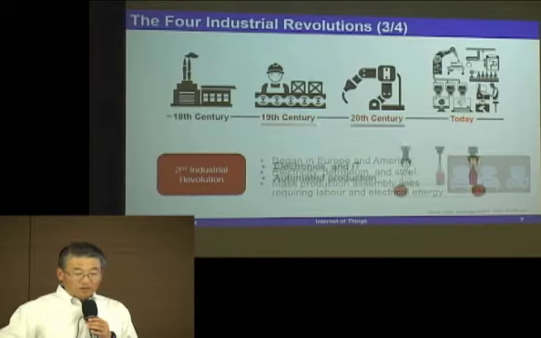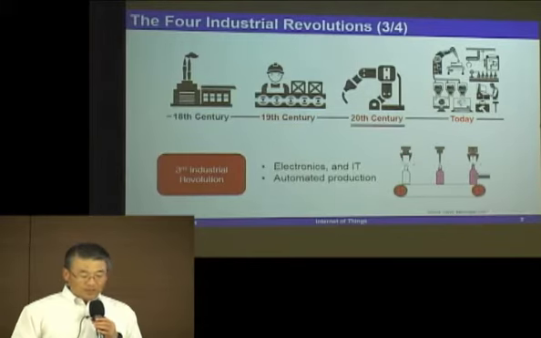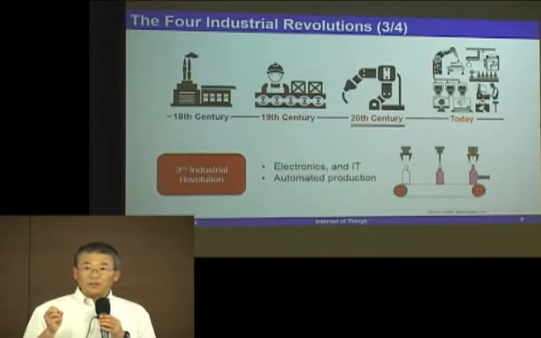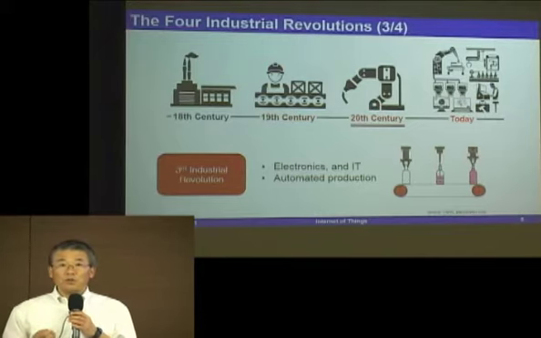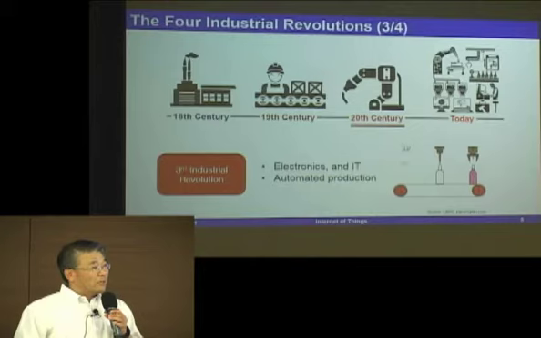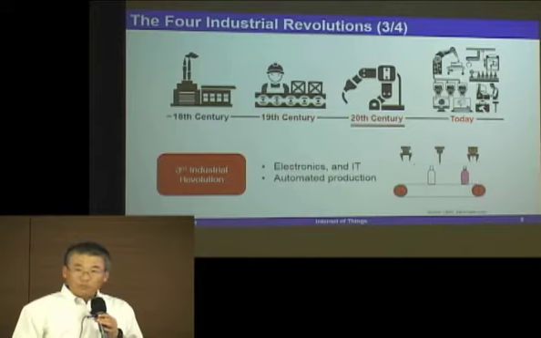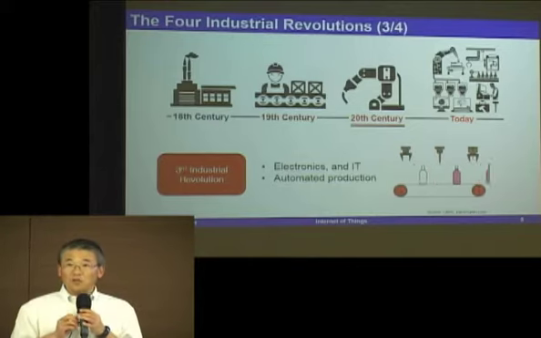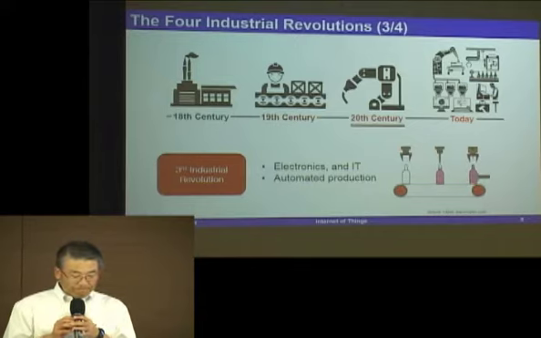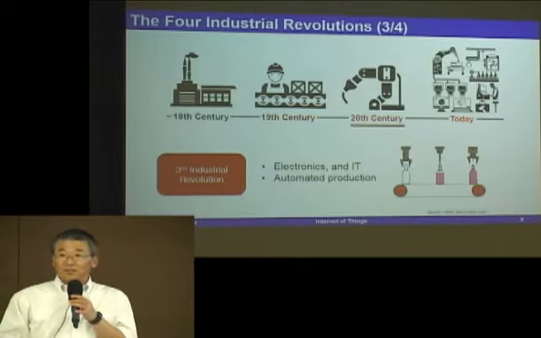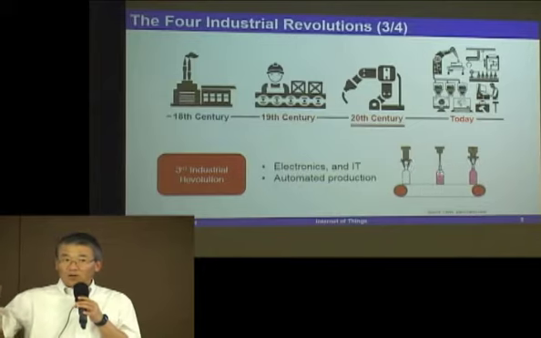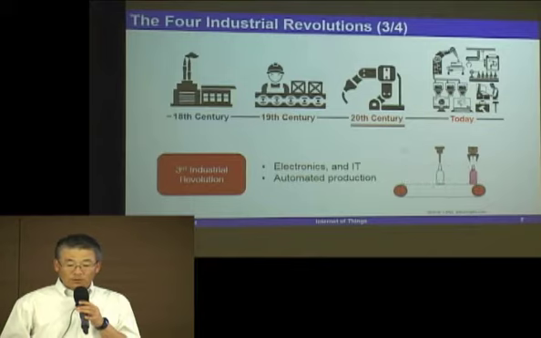Now, in the 20th century, electronics and information technology made these productions and generation of things much more efficient and less costly. So automated production, as you can see in this animation, with conveyor belts, automated embedded systems, sensing, and those.